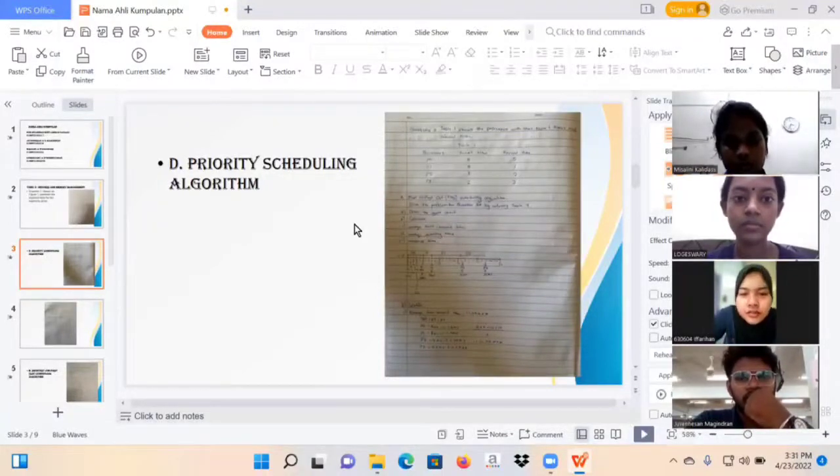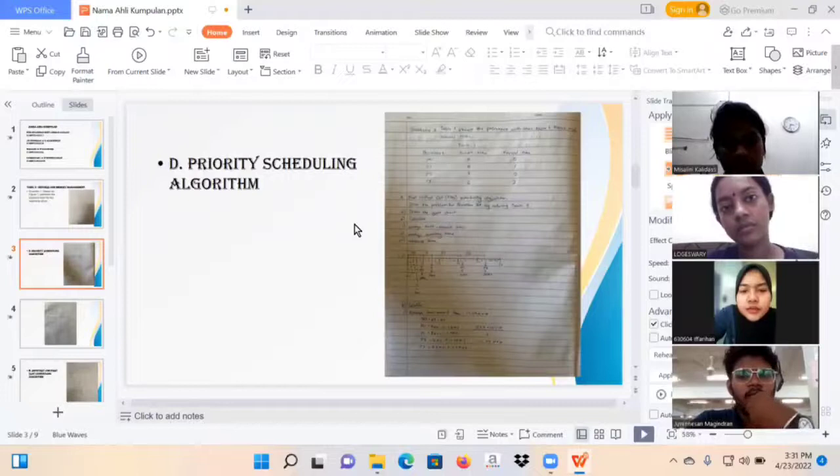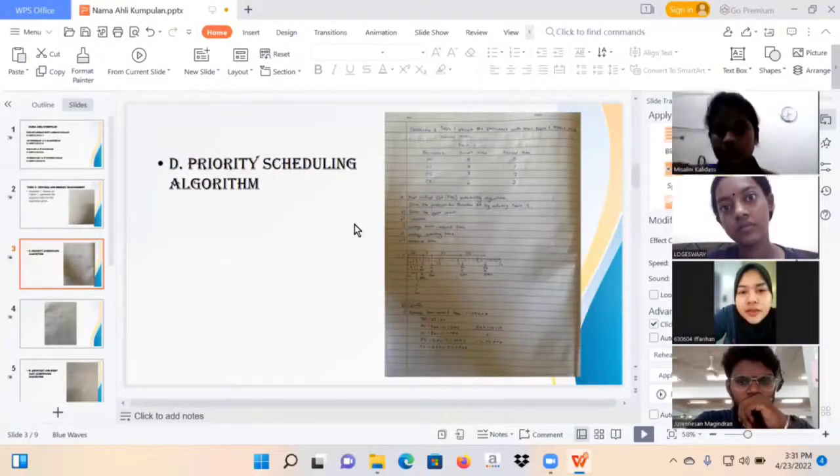TAT is ET minus AT. Process 0 is 5 millisecond minus 0 equal to 5 millisecond. Process 1, 8 millisecond minus 1 equal to 7 millisecond. Process 2, 16 millisecond minus 2 equal to 14 millisecond. Process 3, 22 millisecond minus 3 equal to 19 millisecond. And the average: 5 plus 7 plus 14 plus 19 divided by 4 equal to 11.25 millisecond.